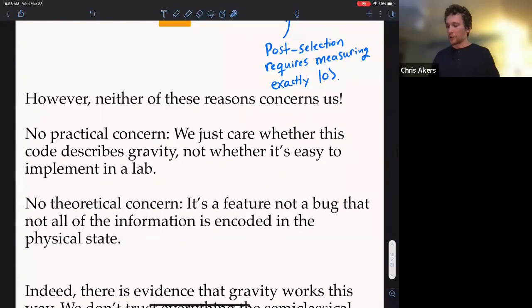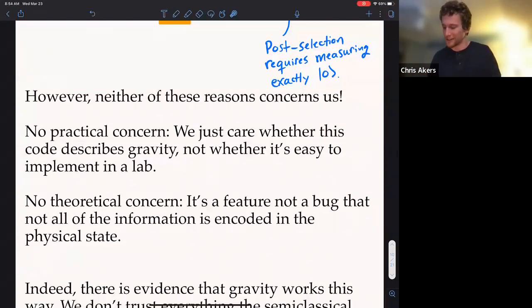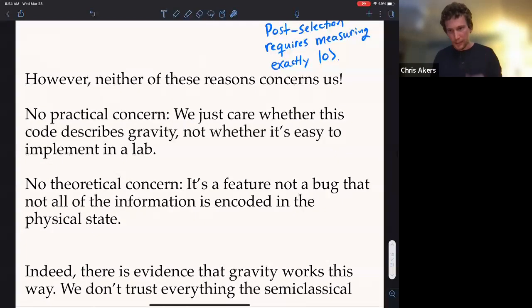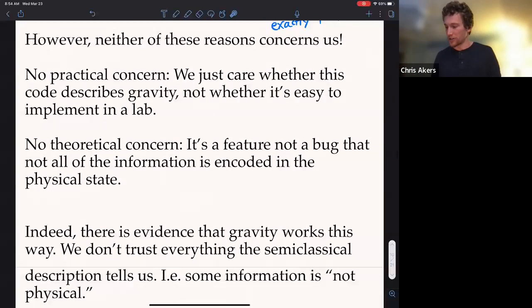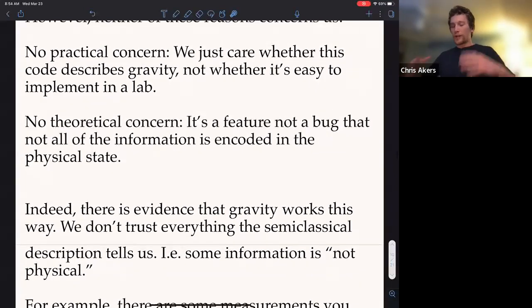Okay, so basically, we don't have these two concerns. We just care whether or not the code describes gravity, not whether it's easy to implement in a lab. And we don't have the same theoretical concern because it's actually a feature and not a bug that not all the information is encoded in the physical state. This last point is kind of subtle, so let me try and explain it. I'm happy to explain it more during the question session, but let me give the gist of what I mean. There is evidence that semiclassical gravity works this way.